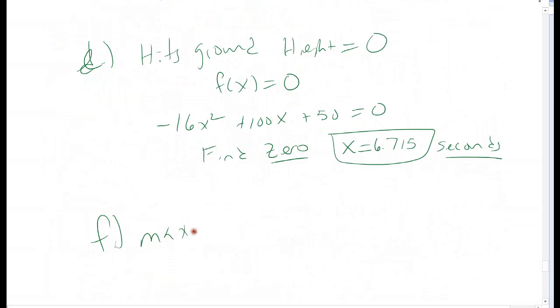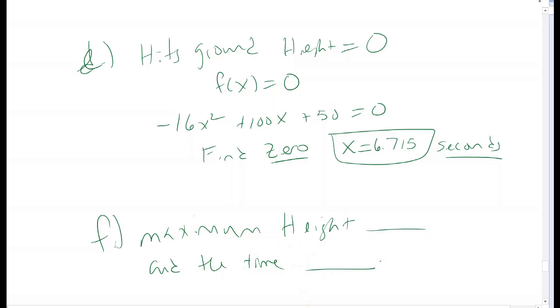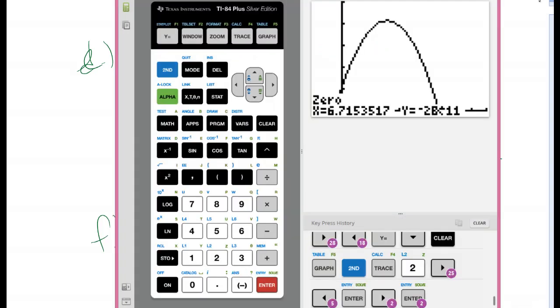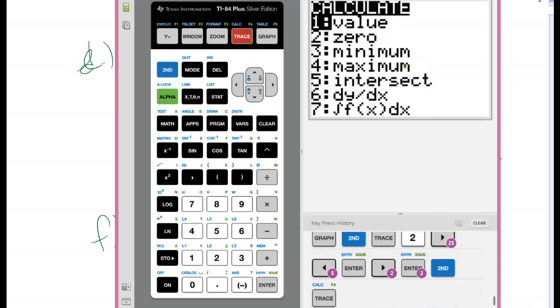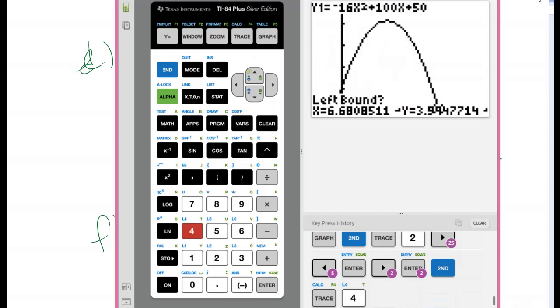All right, so we want to find the maximum height and the time it hits the maximum height. All right, maximum height, when does it happen? Again, we'll use the graphing calculator. Same place that we did everything else in. Second, trace. So again, we want maximum. So we select 4, and then you've got to go to the left of the maximum, the right of the maximum, and the guess.